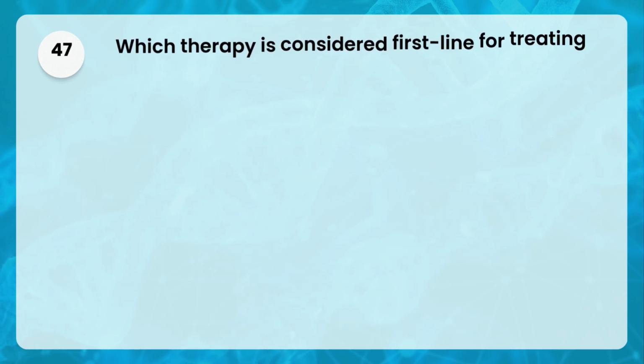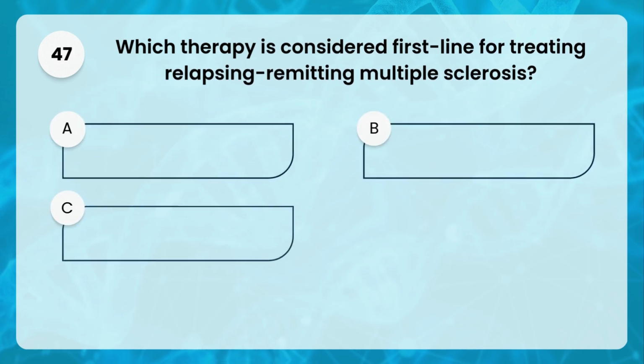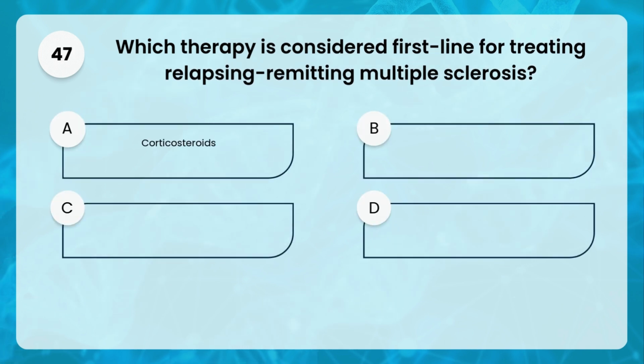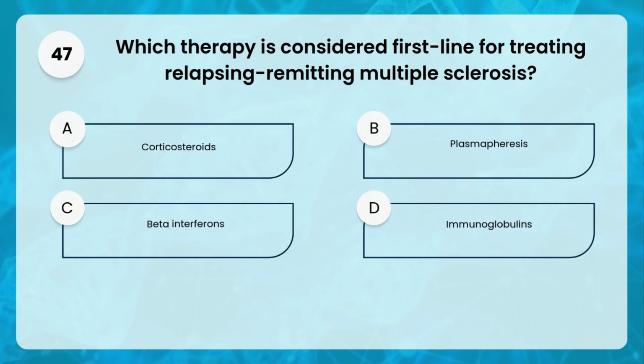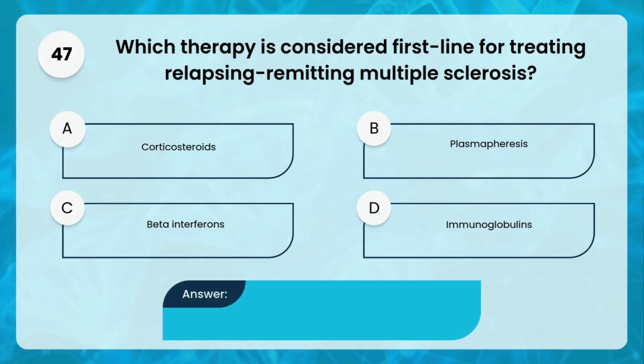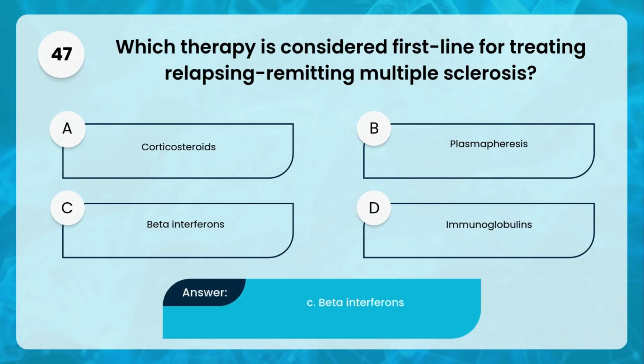Number 47. Which therapy is considered first line for treating relapsing-remitting multiple sclerosis? A. Corticosteroids. B. Plasmapheresis. C. Beta interferons. Or D. Immunoglobulins. The answer is C. Beta interferons.